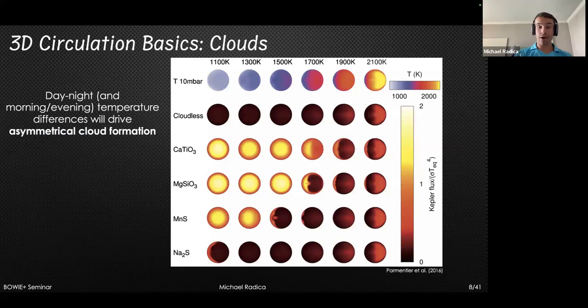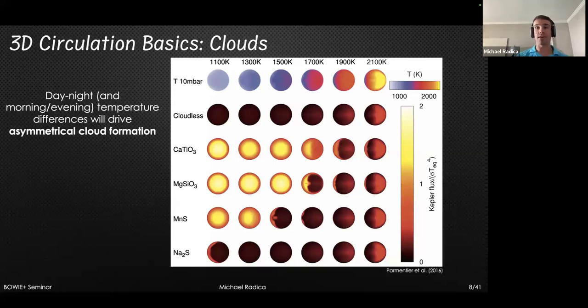Now, another outcome of this 3D circulation is that these day, night, and east-west temperature differences can also drive differences in cloud formation. And a really nice example of this is work from Vivien Parmentier in 2016, where we see a suite of GCMs of planets of different temperatures in each row, ranging from about 1100 to 2100 Kelvin. The top row is showing just the temperature at 10 millibars.